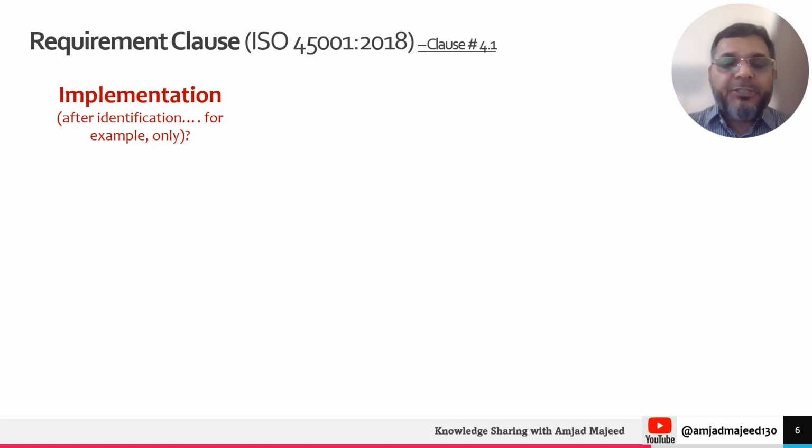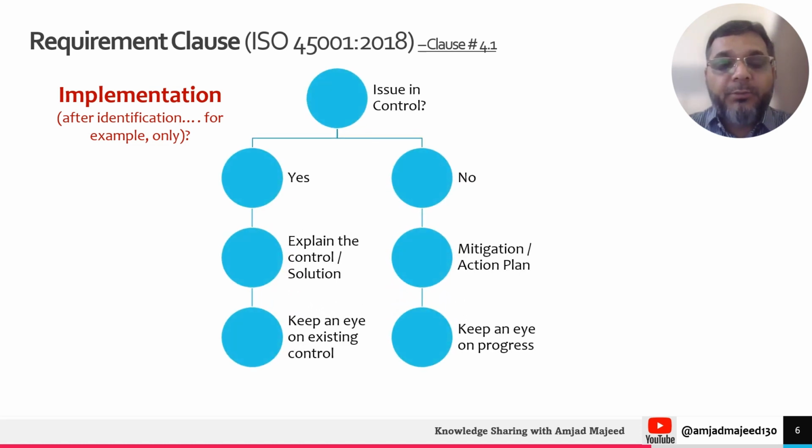Now, once we have identified the external and internal issues, the next step is how I am going to manage them. What is my methodology to make sure that these will not convert into a situation that is unwanted for the organization, jeopardizing the safety of my workplace or the overall reputation of the organization? If a control is already defined, meaning a solution exists, I will simply follow it. I'll explain the existing arrangements, and then I will keep an eye on them so that it does not convert into any unwanted situation.